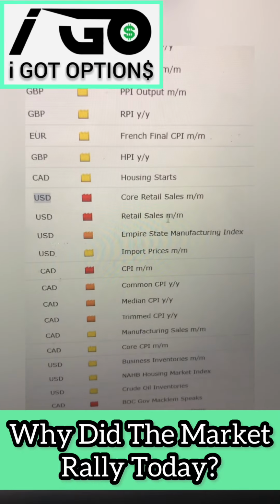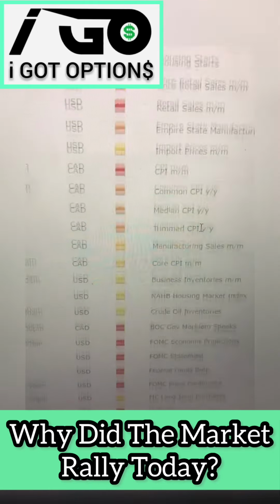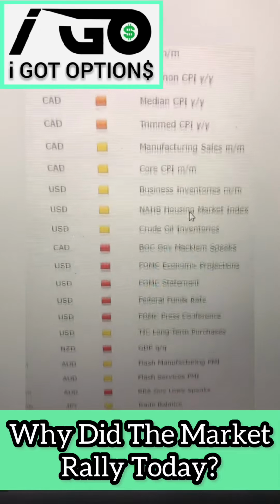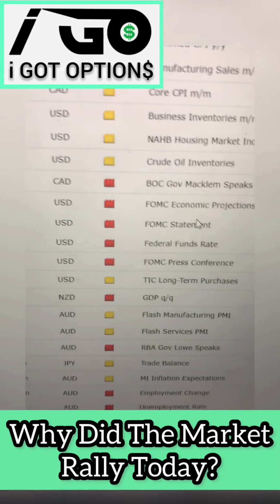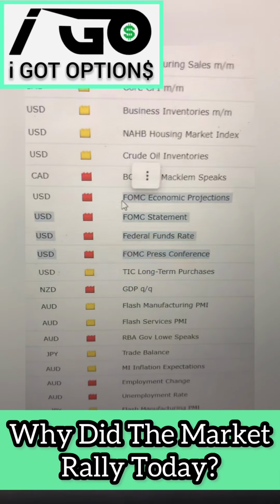So we had a retail sales report, which can have a significant impact on the stock market. But the main thing that was causing a lot of concern, the main thing that caused all that volatility was because of this right here, the FOMC press conference and the FOMC in general, right?